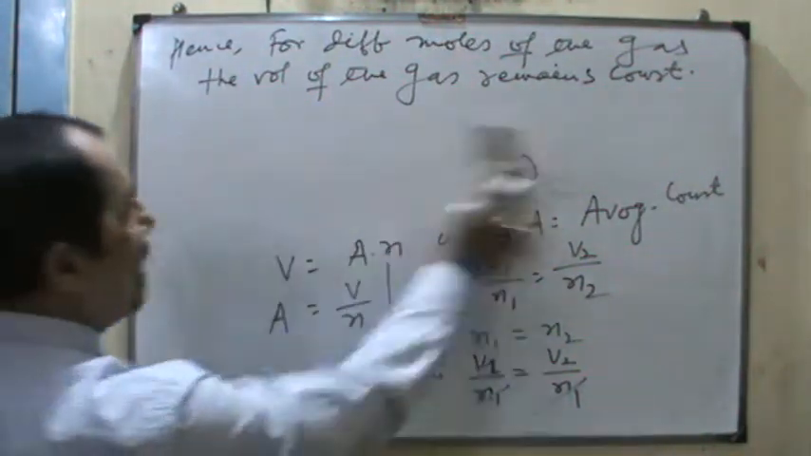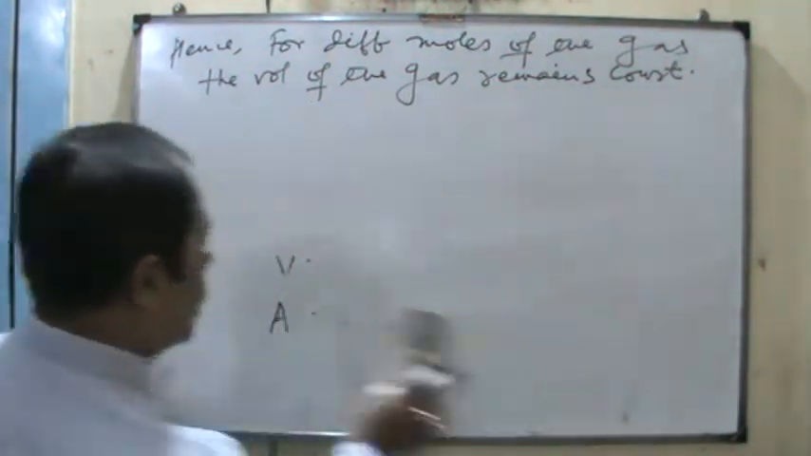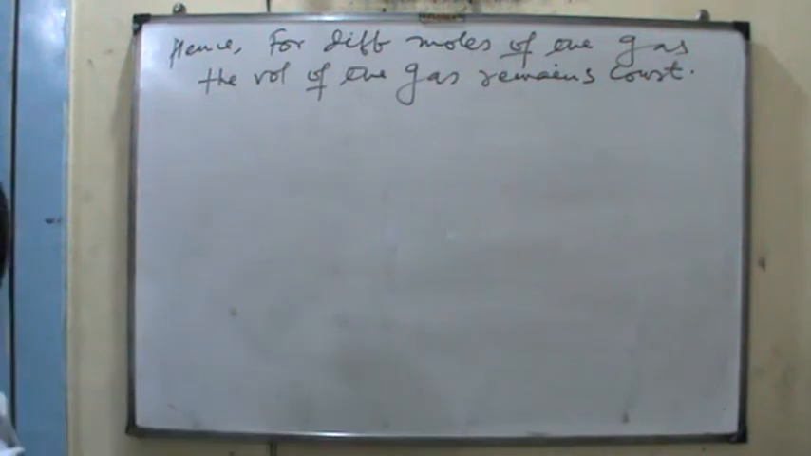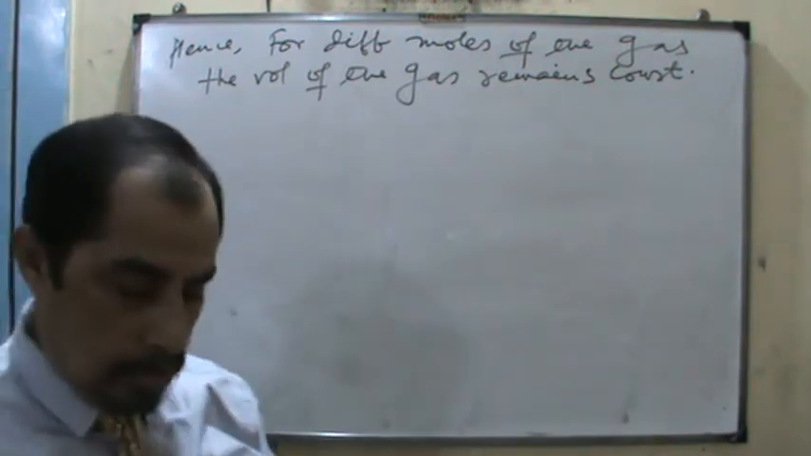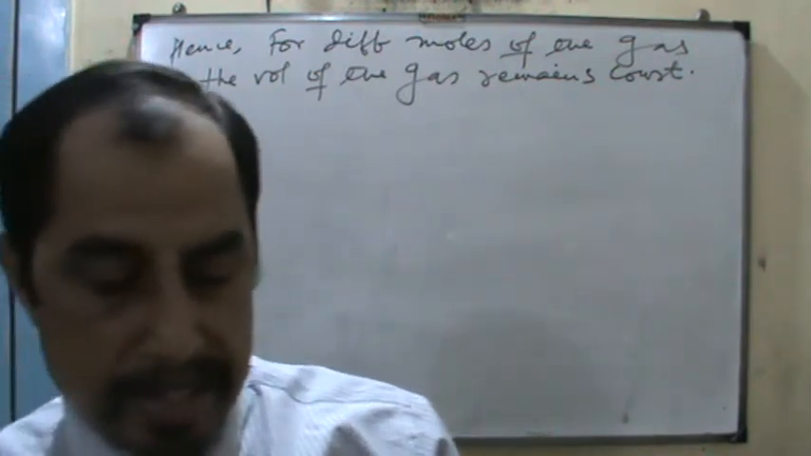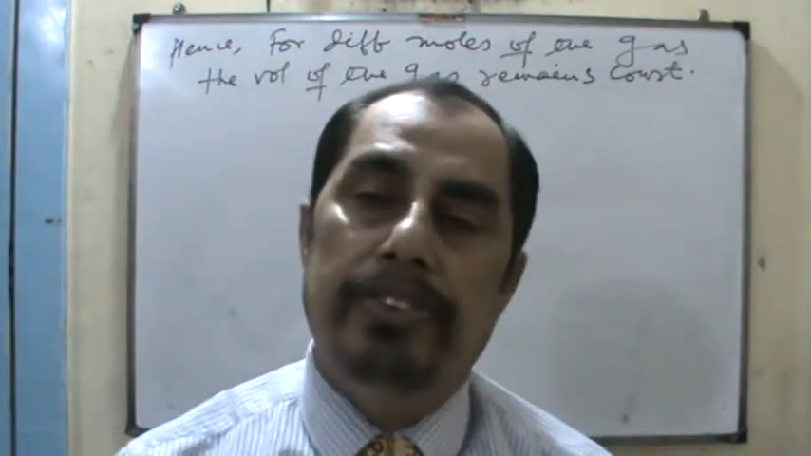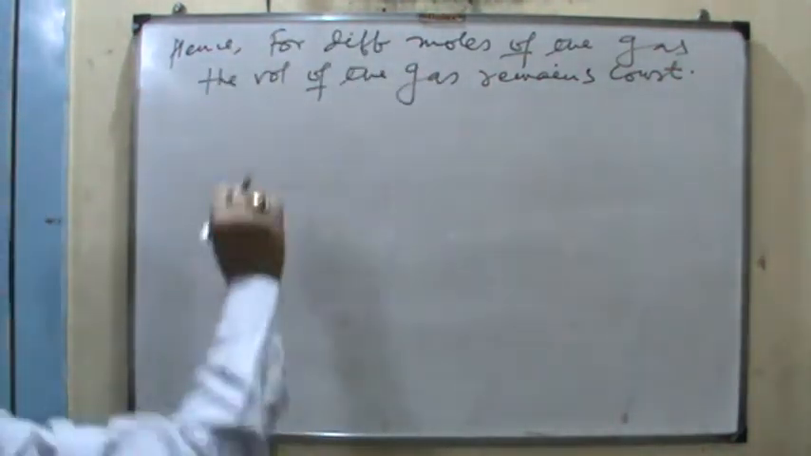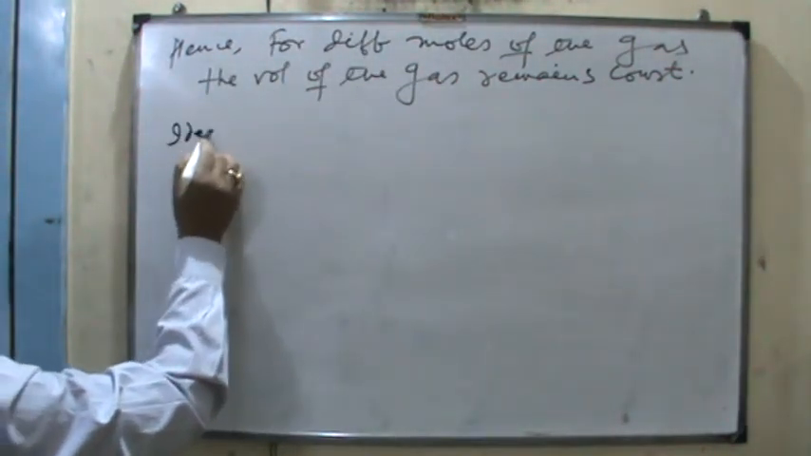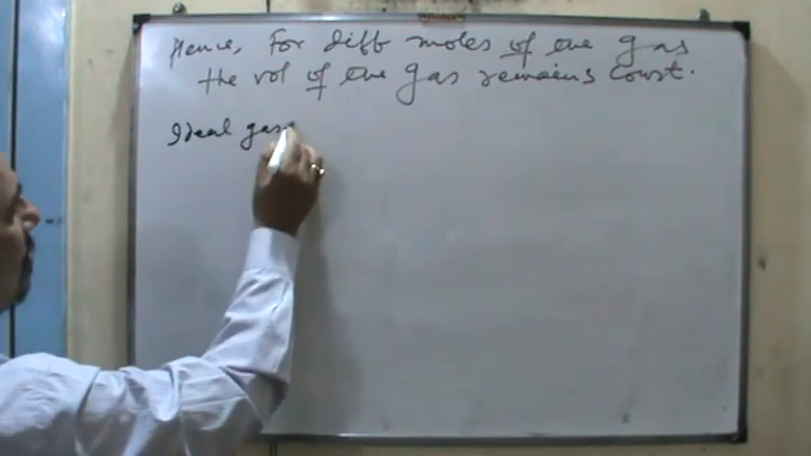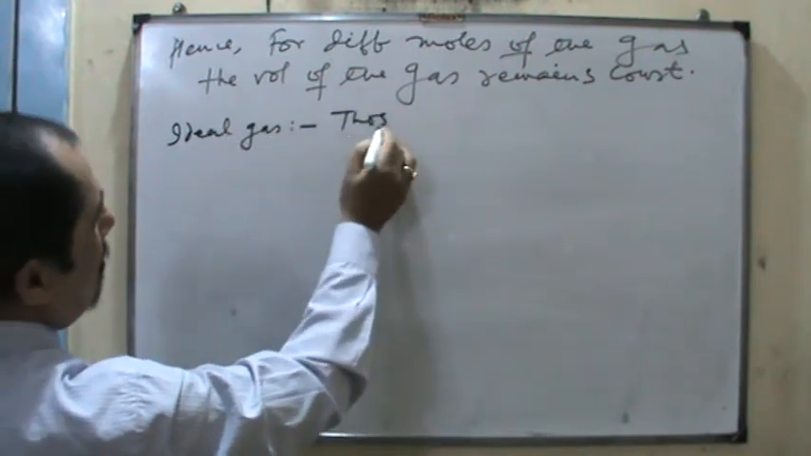By taking Boyle's law, Charles' law, and what law? Avogadro's law. Now, with the help of the synthesis of all these laws, we can derive the ideal gas equation. What is that ideal gas equation? Ideal gas.